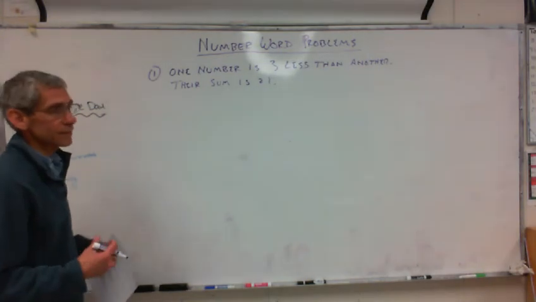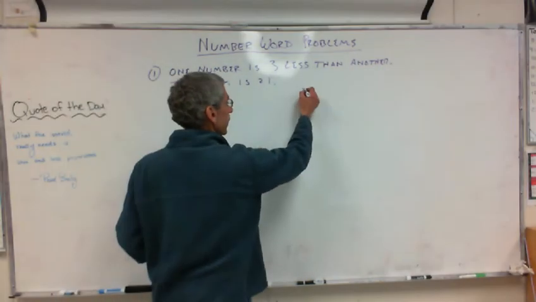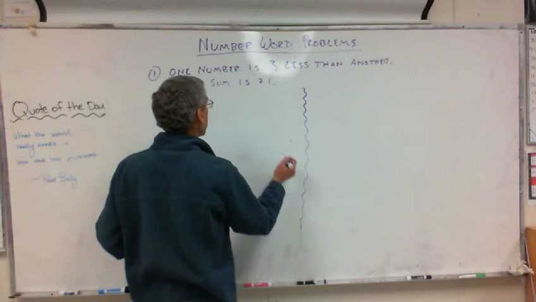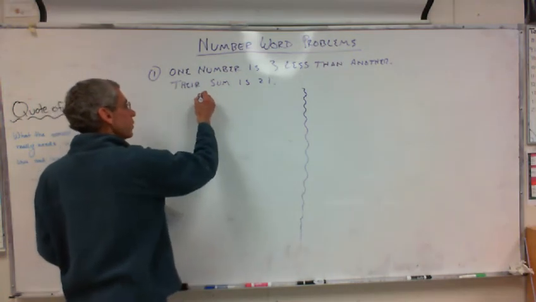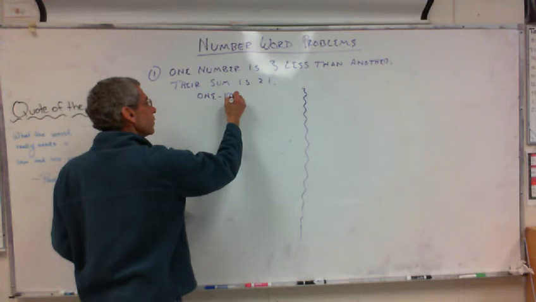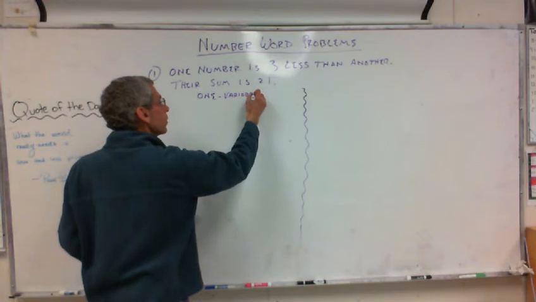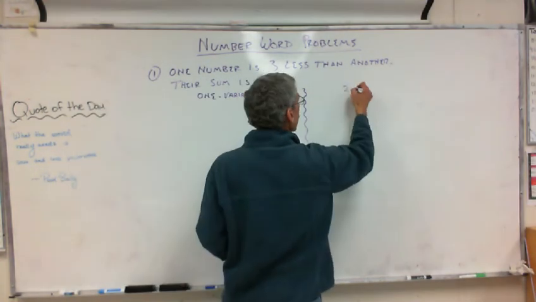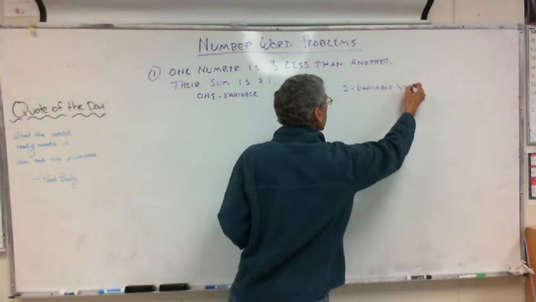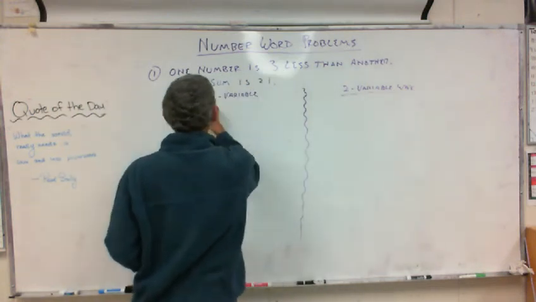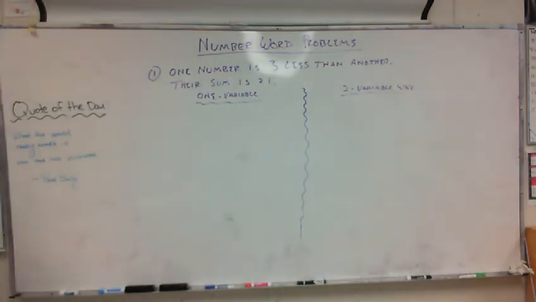So if I were going to set this up, I'm going to do it both ways. This will be the one variable way, and this will be the two variable way, so you can see both ways. And either way is fine with me, okay?